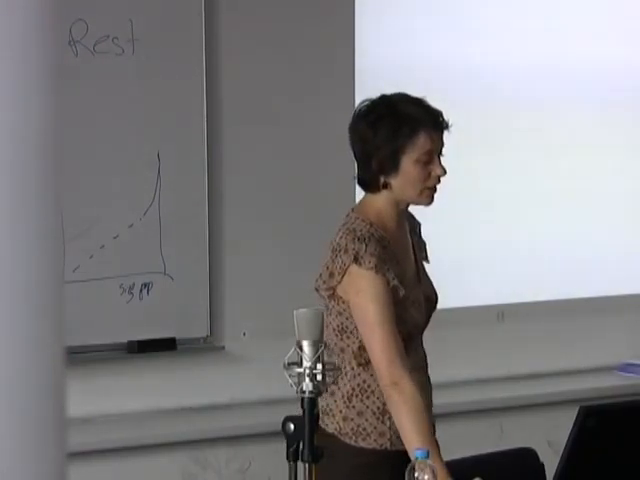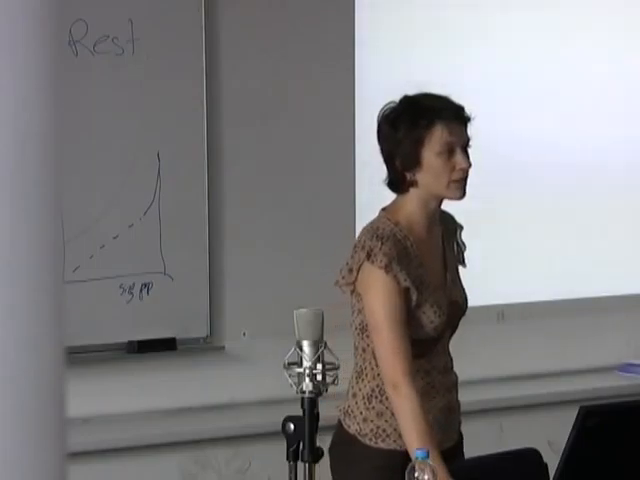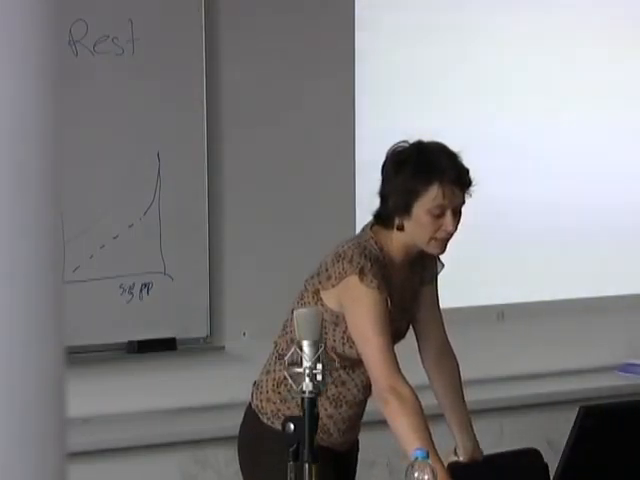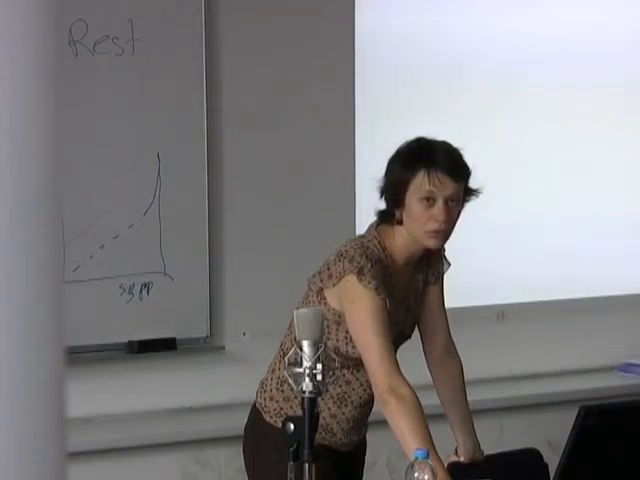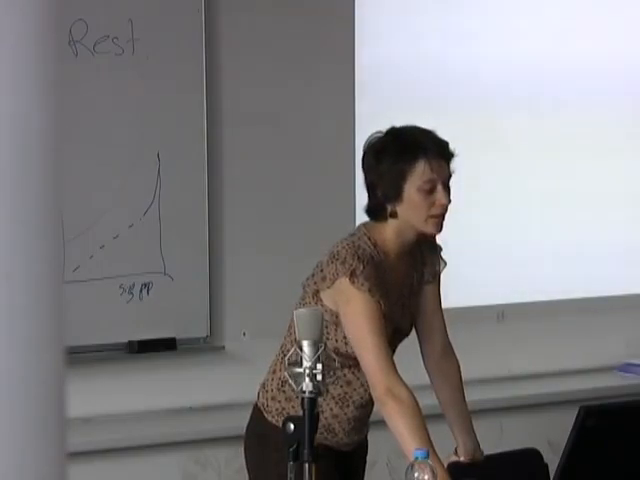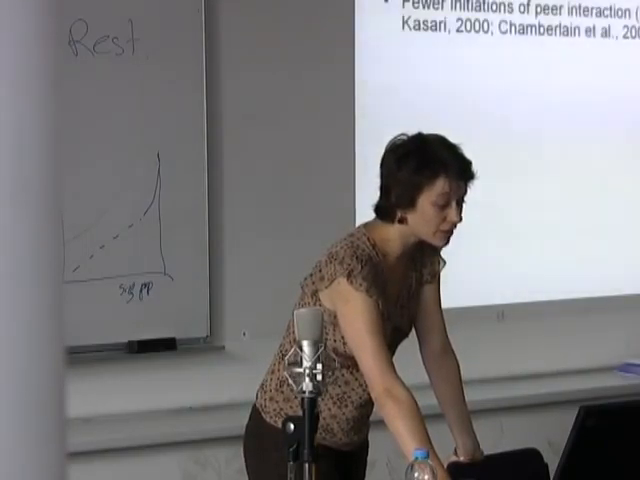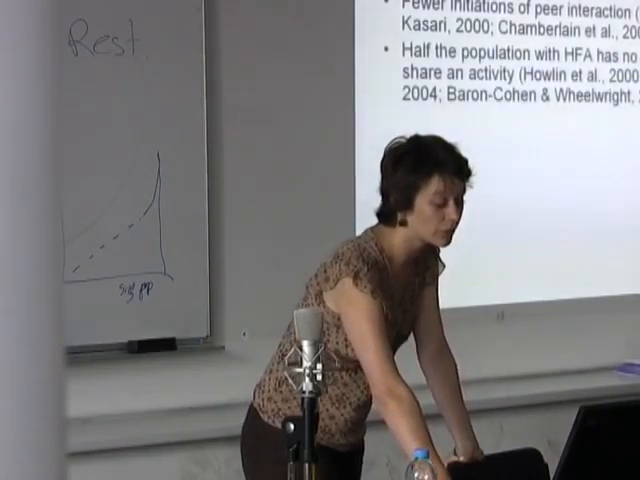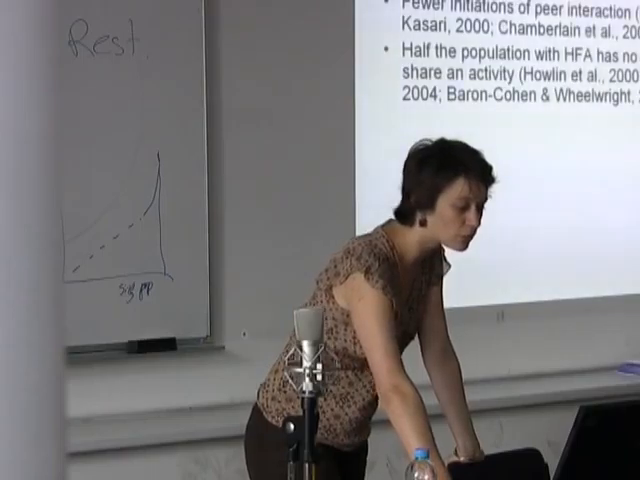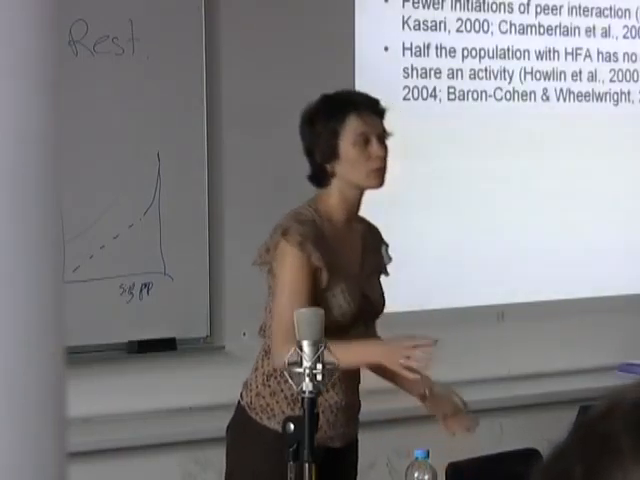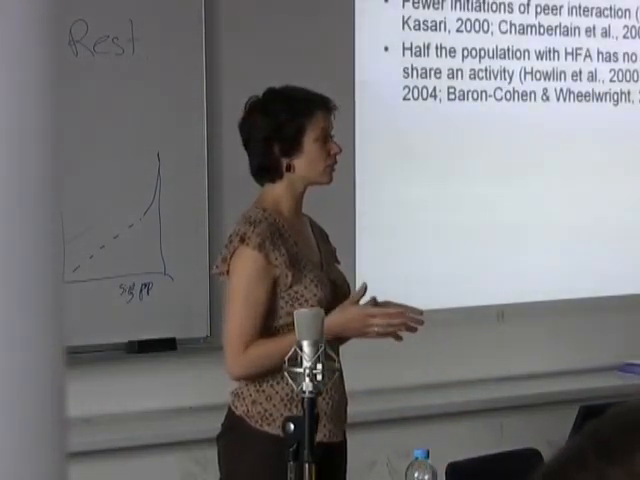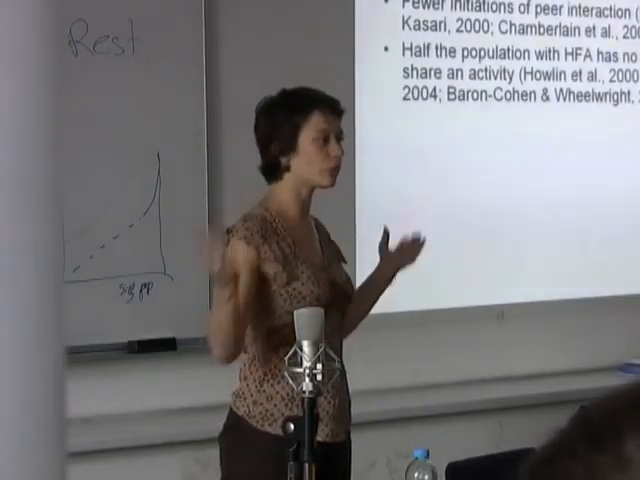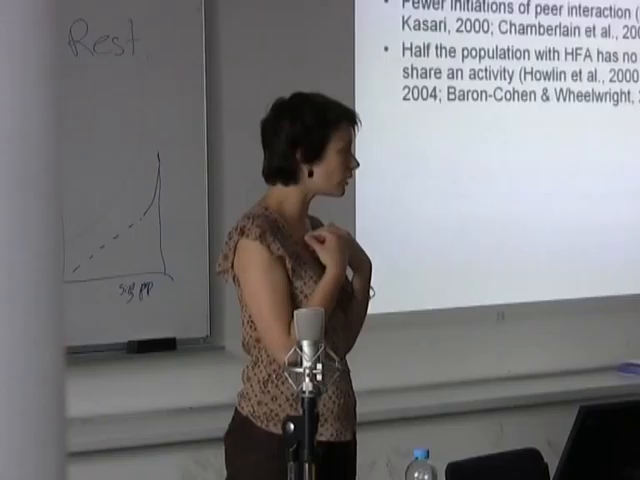So of course this is going to have an influence on the way you make friends. If you're not interested in people, it's hard to make friends. And there's indeed reports and questionnaires that indicate that people with autism have fewer friends, they initiate peer interaction less often. Half the population with high-functioning autism has no friend with whom they share an activity. So what we mean by having a friend here is not someone with whom you play tennis and that's it. It's someone with whom you do a variety of things and not just your own little thing.